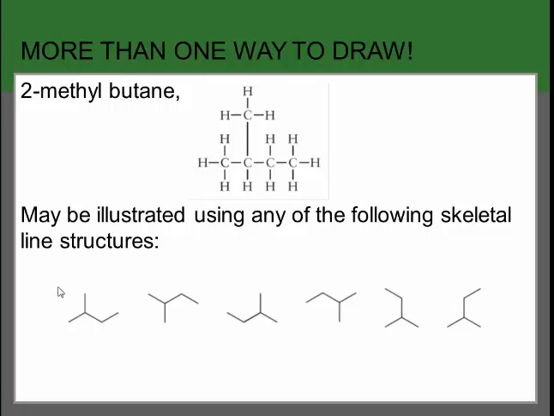And of course, there's more than one way to draw them. So if we look at this molecule called 2-methylbutane, it has a 4-carbon chain, a 1-carbon branch off of carbon number 2. It can be illustrated using any of these skeletal line structures. Here's the one that's in the same orientation as the original drawing, but we can rotate this one 180 degrees to come up with this drawing. We could flip this around to come up with this drawing, and we could rotate that drawing to get this one, and rotate some more to get these two. So these are all the same skeletal line structure of 2-methylbutane.